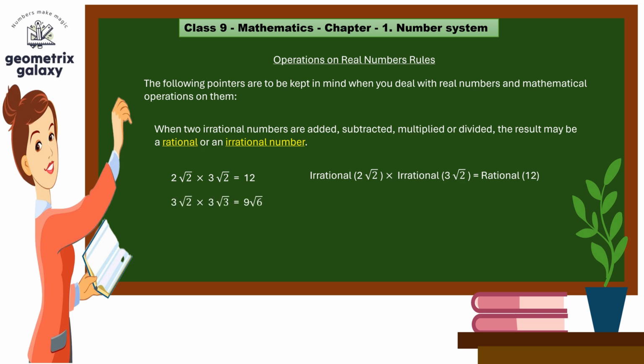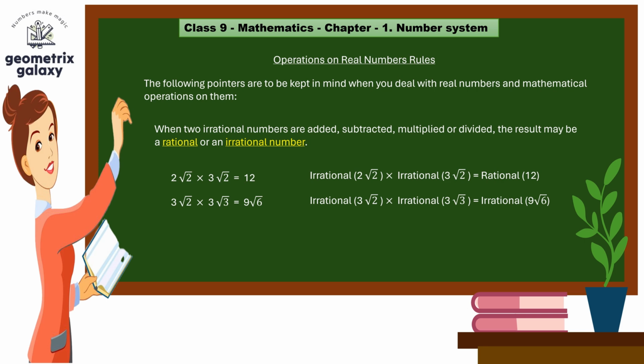Next we will take 3 root 2 multiplied by 3 root 3. Now 3 3s are 9. Root 2 into root 3 is root 6. So our answer is 9 root 6. 9 root 6 is an irrational number. So if we multiply two irrational numbers, the product may be either rational or irrational.